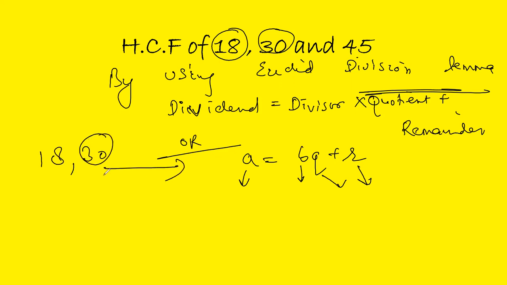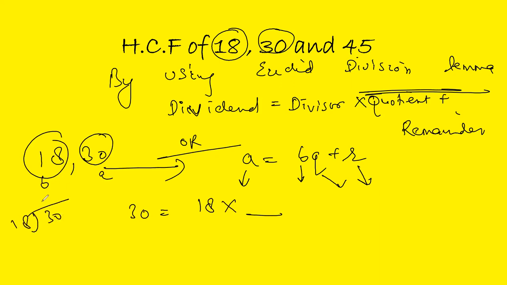So here the bigger number is A and the smaller number is B. So 30 is equal to divisor into quotient we have to find out. When you divide 30 by 18, 18 once goes into it, 18 twos are 36, so 18 1 is 18. The quotient is 1 and the remainder is 12.